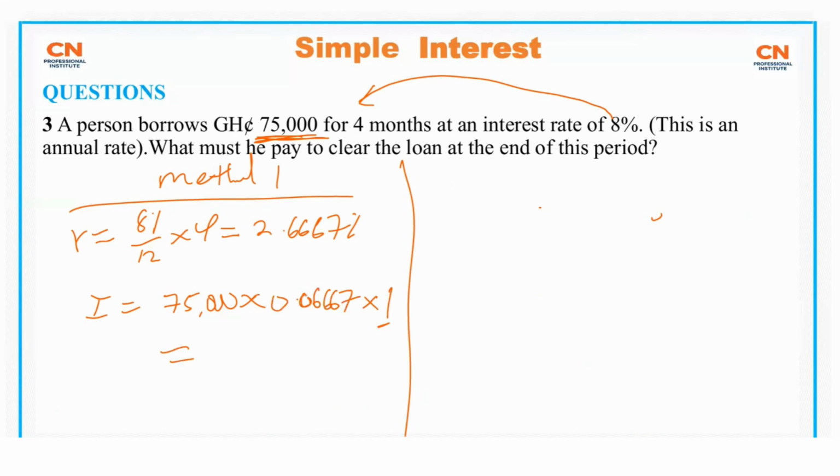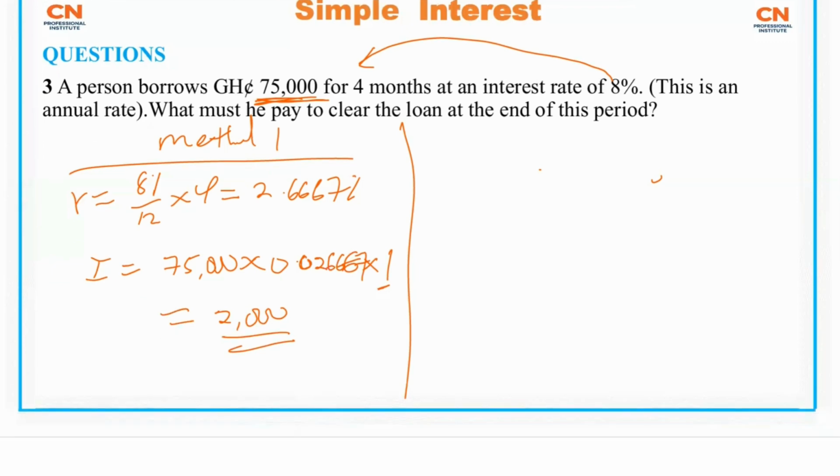0.02. Okay, before the 666, before the 26 start coming, and the last one can be what? 7. So don't forget that your calculator can do anything for you. Just punch, write the answer down, and this should give you something like 2,000 approximately. Okay, that's 75,000 times 0.026667. So this is the interest.